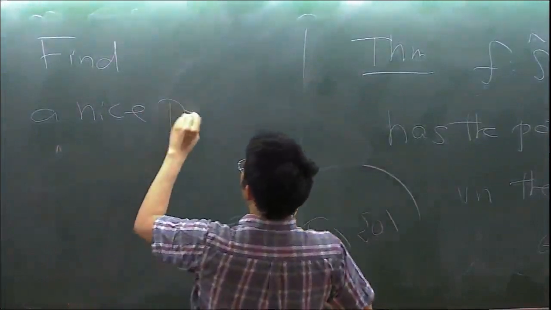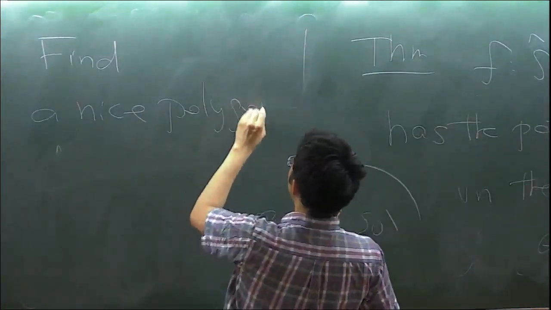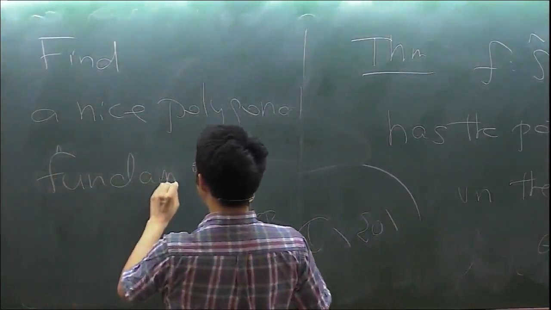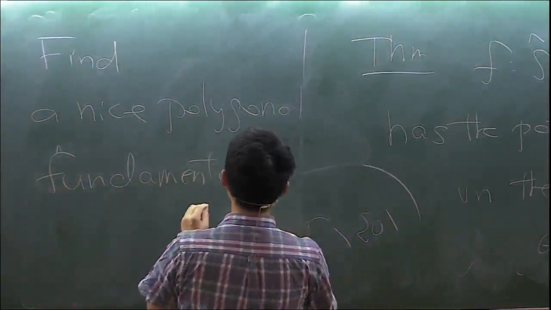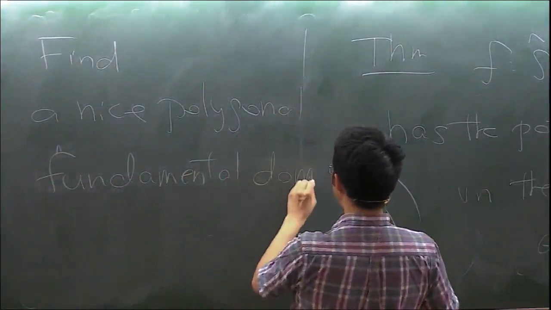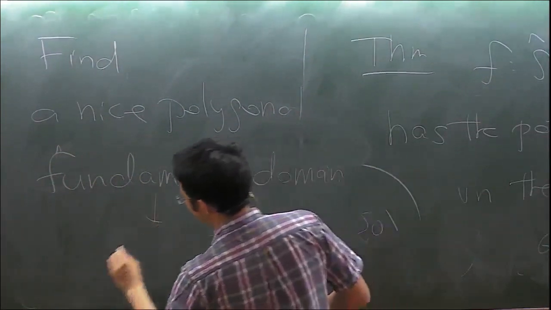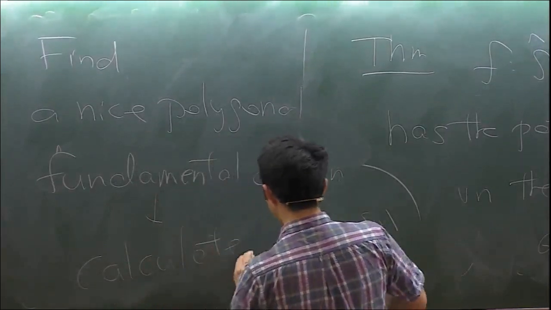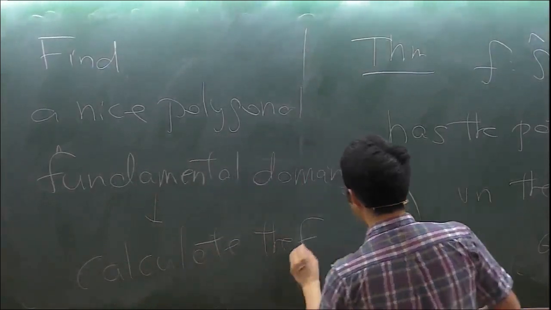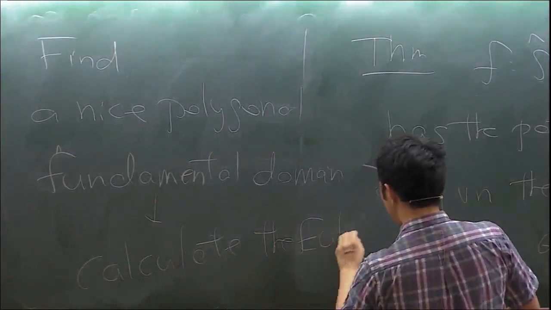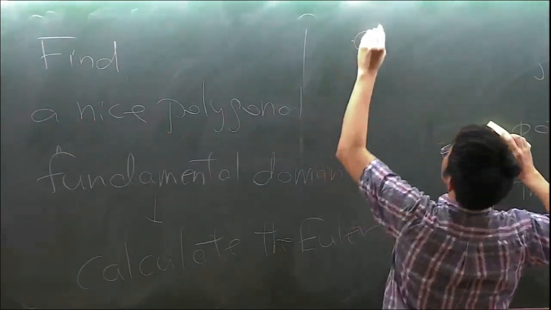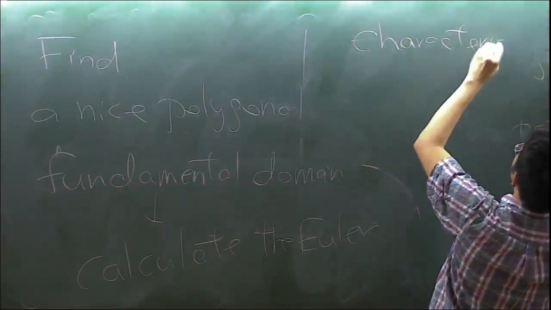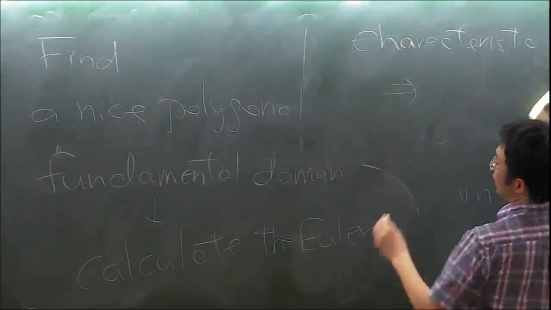Nice. Polygonal. Fundamental domain. And then from here, you can calculate the Euler characteristic, and then reduce to a contradiction.